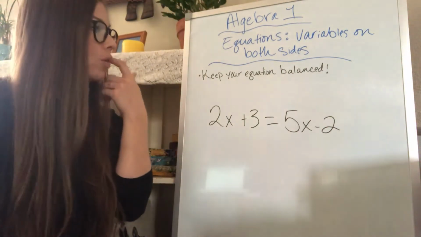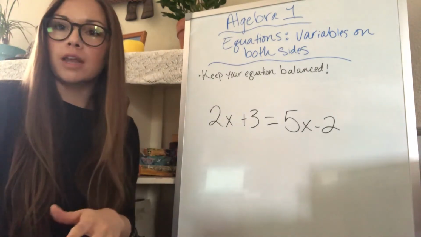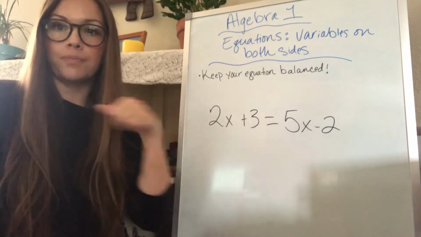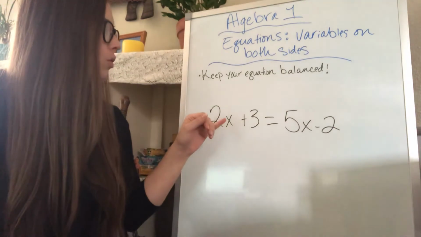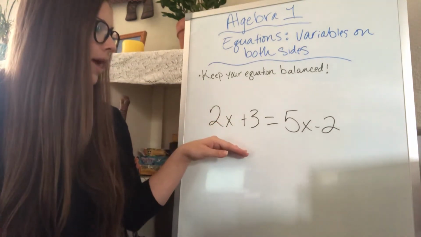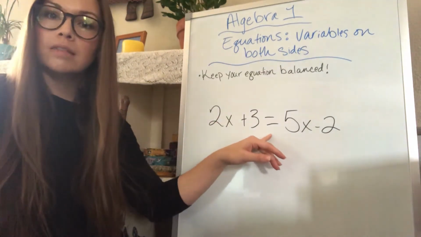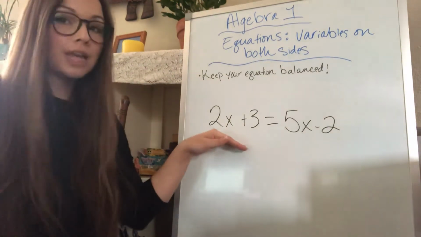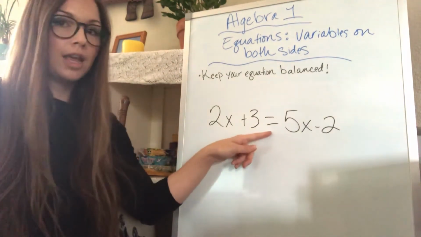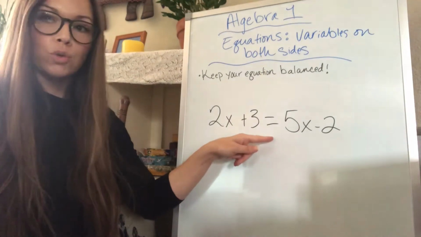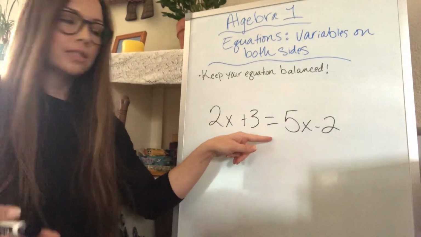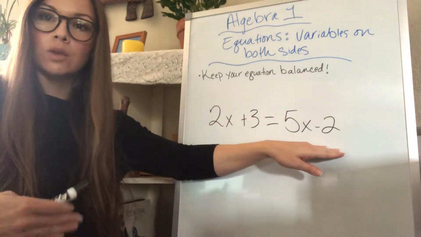We're going to keep going with equations. Today we're going to talk about equations that have variables on both sides of the equal sign. Okay? So the first thing we need to talk about is what that equal sign means. That means that whatever is on the left side of the equal sign is equal to, or has the same value as, whatever's on the right side of the equal sign.